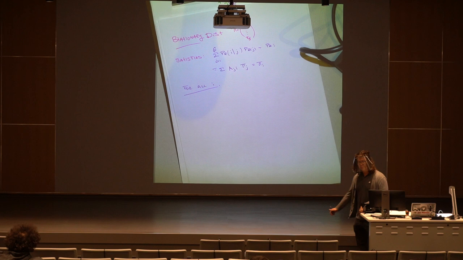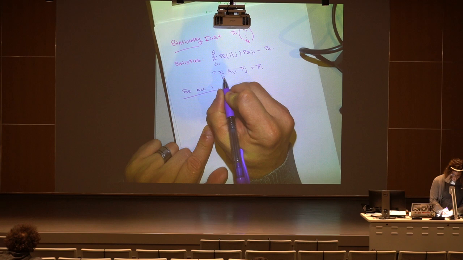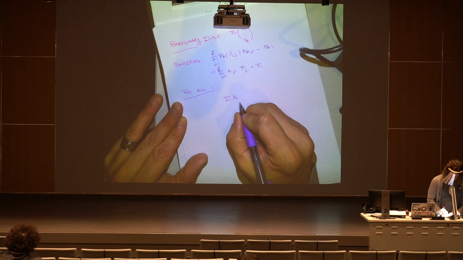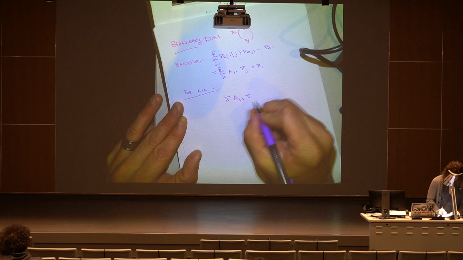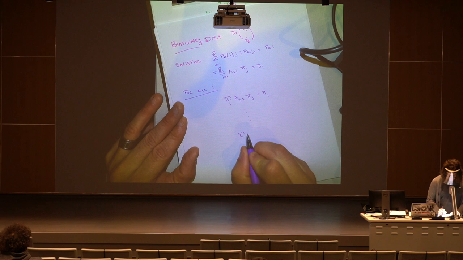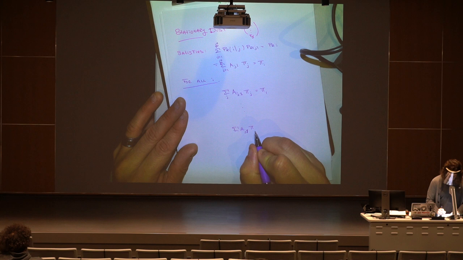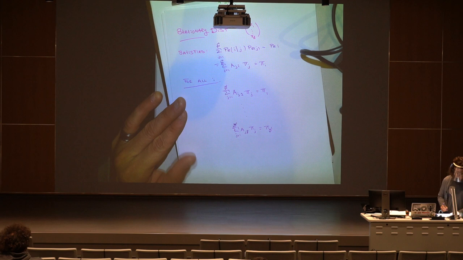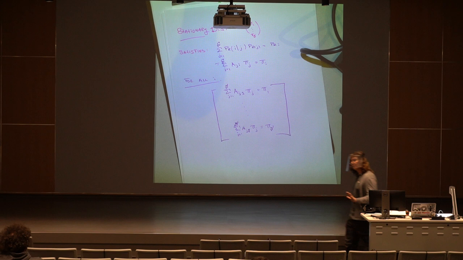I can write this down for I equals 1, have this sum. Sum goes over J. And I can enumerate. So let me just be real clear about this. Sum A, J, 1, pi J is equal to pi 1. Dot, dot, dot. Sum A, J, S, pi J is equal to pi S. So I need to solve that for pi's.